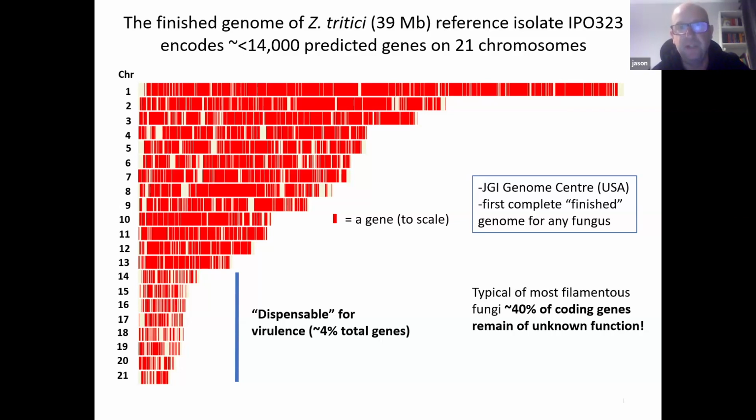Another important feature, which is a bugbear of mine and what I really want to get into going forward, is that, typical of most filamentous fungi, actually typical of most eukaryotes, still 40% of the coding genes present in genomes are of unknown function. So these are the sort of things that are predicted hypothetical proteins, proteins with a domain of unknown function, etc., etc.